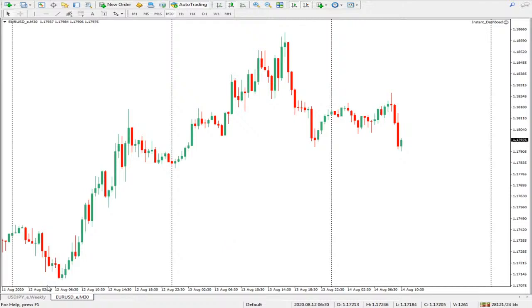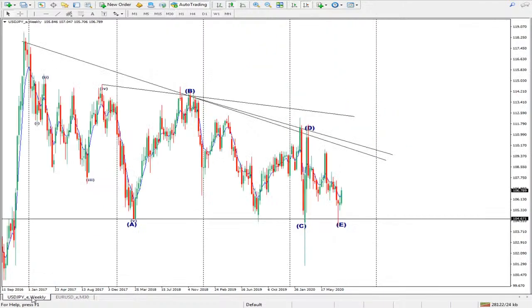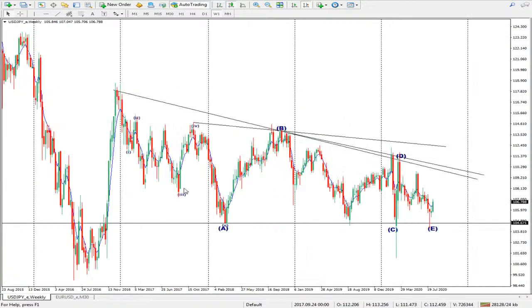We'll start off with the Euro USD. So far, this is upwards. We had a resistance here previously. This is the weekly chart. We had a resistance at this point. We had a support here.